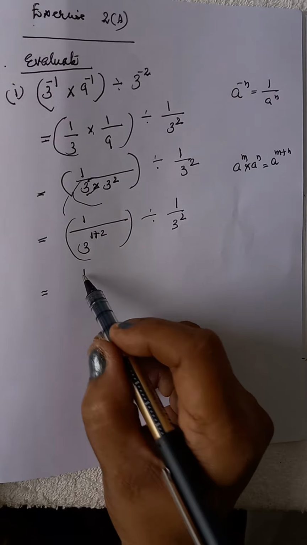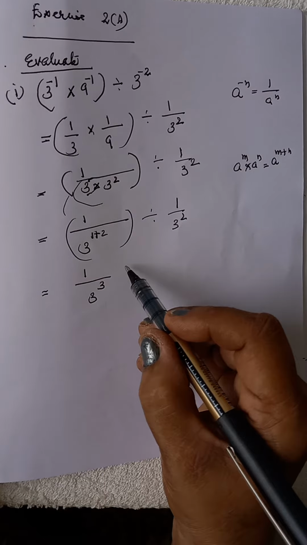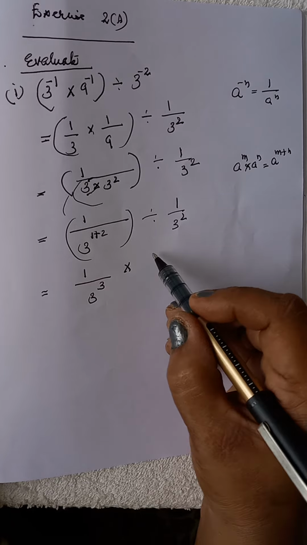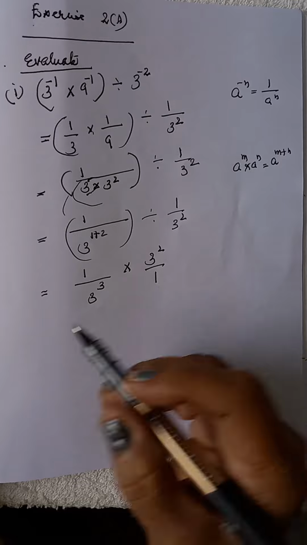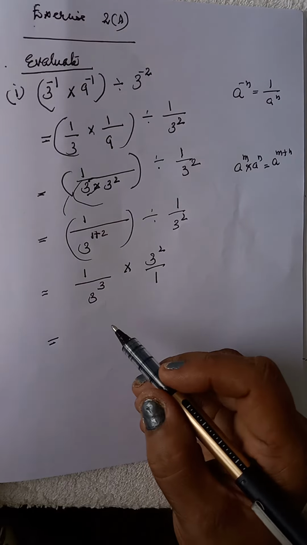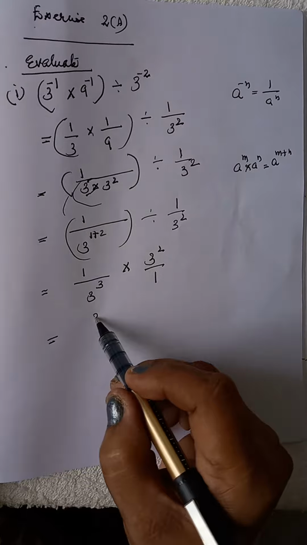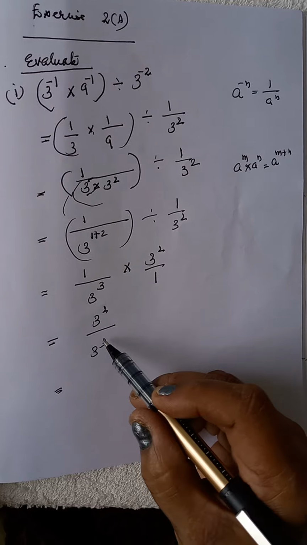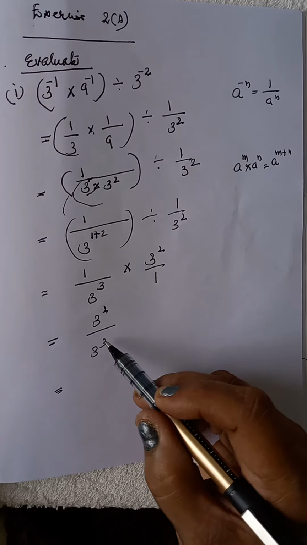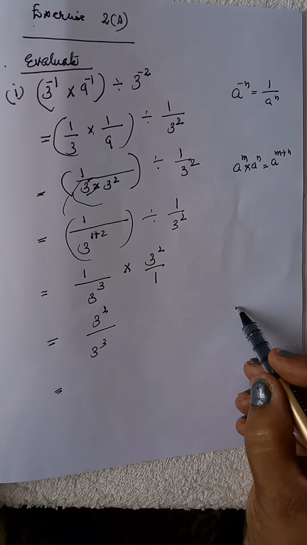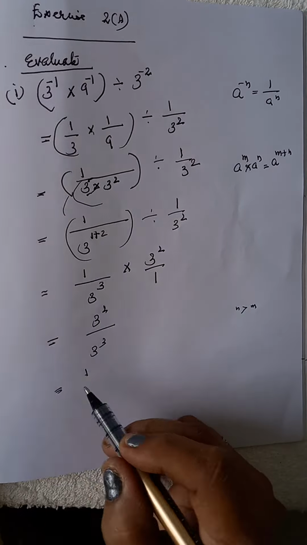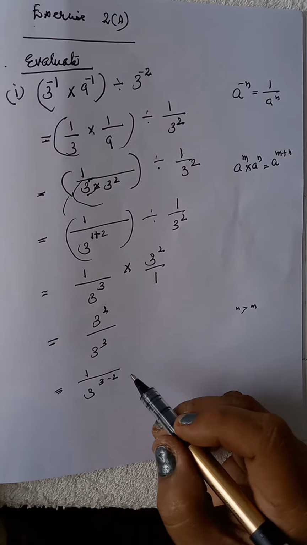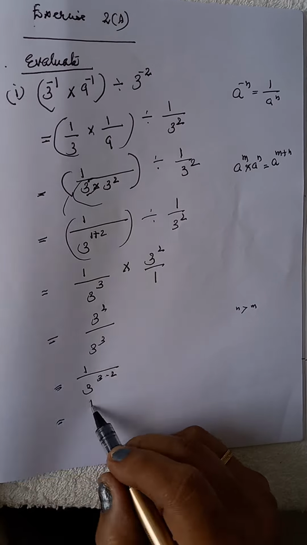Now this is equal to 1 divided by 3 raised to 3 into, division is the inverse of multiplication, so into 3 square by 1. Now this is 3 raised to 2 by 3 raised to 3. If you take this as m and this as n, then n is greater than m. So this is 1 divided by 3 raised to 3 minus 2, n minus m, that is equal to 1 by 3.